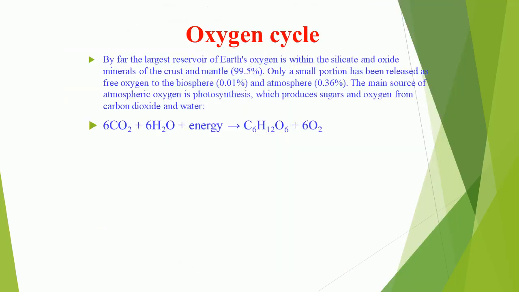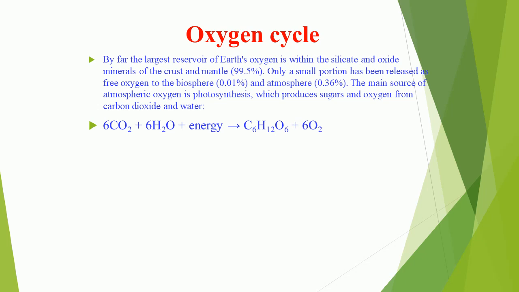Oxygen cycle. By far the largest reservoir of Earth's oxygen is within the silicate and oxide minerals of the crust and mantle, 99.5%. Only a small portion has been released as free oxygen to the biosphere, 0.01%, and atmosphere, 0.36%. The main source of atmospheric oxygen is photosynthesis, which produces sugars and oxygen from carbon dioxide and water.